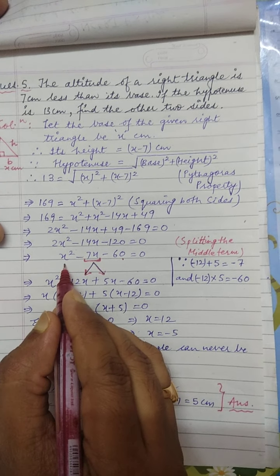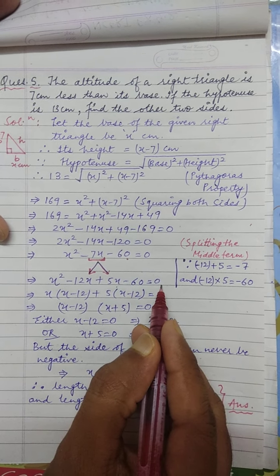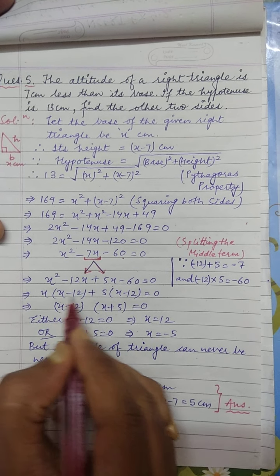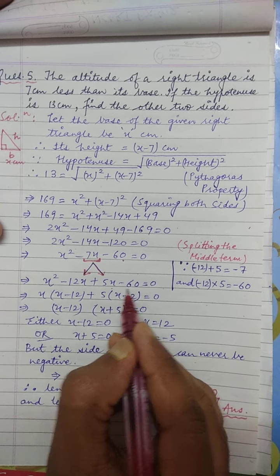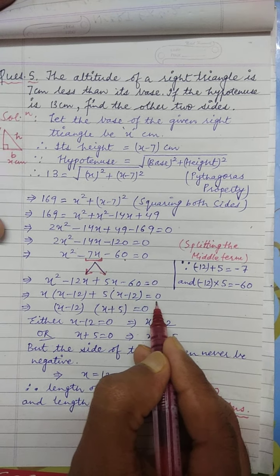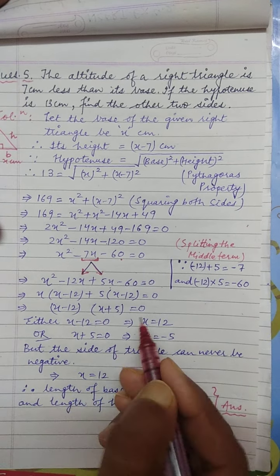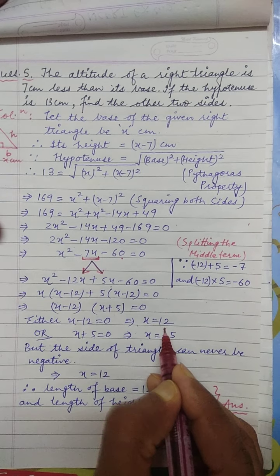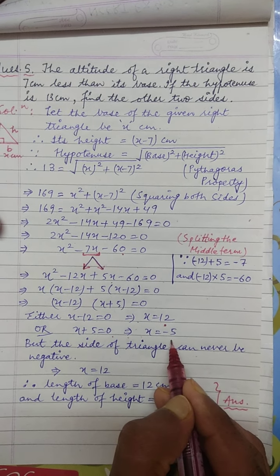So now this quadratic equation implies that x square minus 12x plus 5x minus 60 is equal to 0. Again you can take x common in the first two terms, and you will get x minus 12 as one of the linear factors, and taking plus 5 common in the last two terms you will get x minus 12 as a linear factor. So the two linear factors are x minus 12 and x plus 5, equal to 0. Either x minus 12 is equal to 0, so it implies that x will be 12, or x plus 5 is equal to 0, it implies that x equals minus 5.